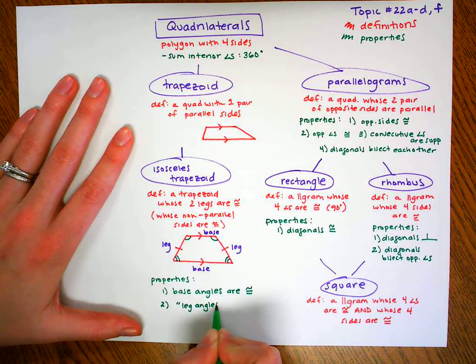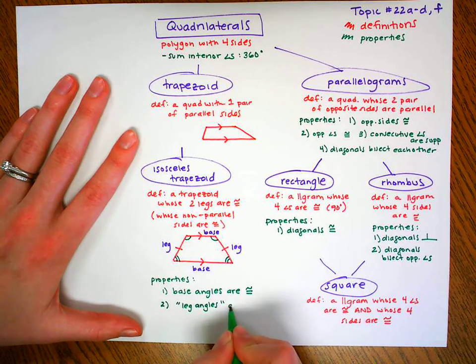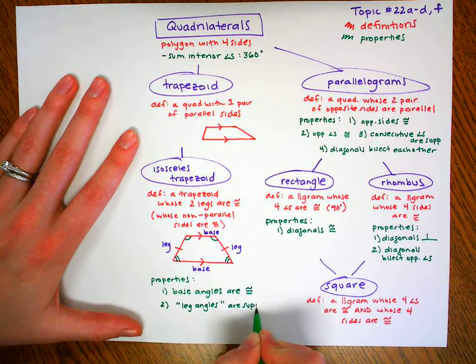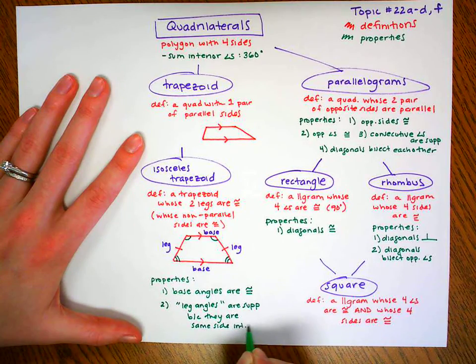That's not a phrase that people normally use. Base angles you'll see in your textbook. This isn't something you'll see, so I just want to make sure it's clear. Leg angles are supplementary because they are same side interior angles. Or in other words, because of the same side interior angles theorem.